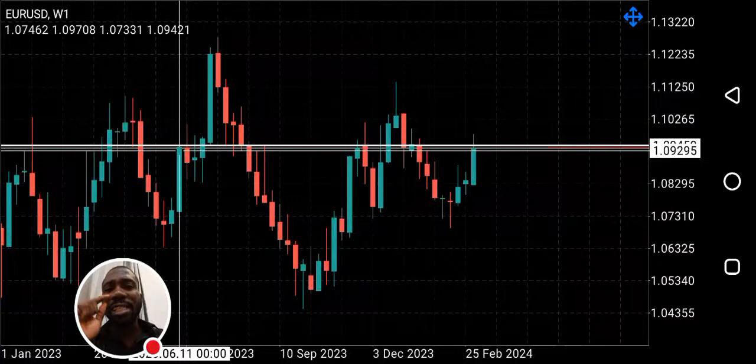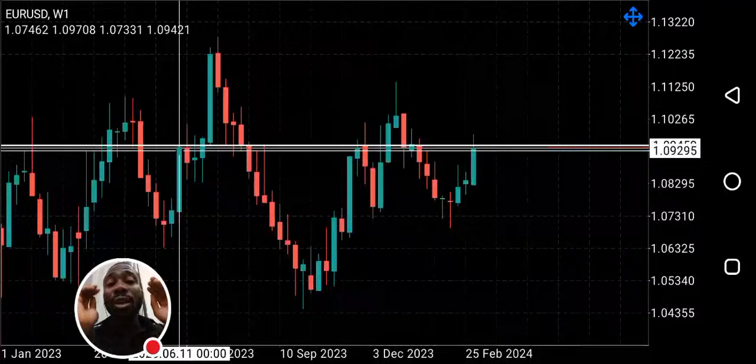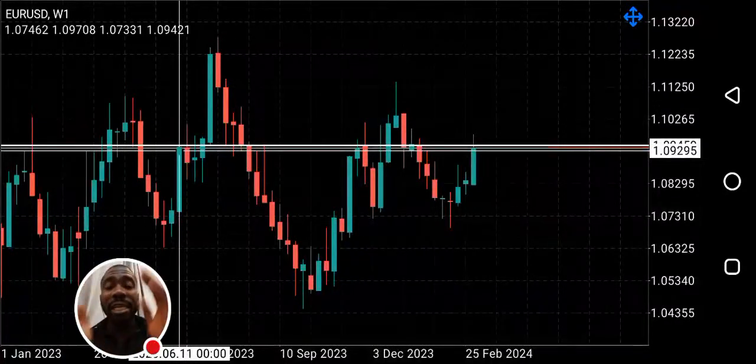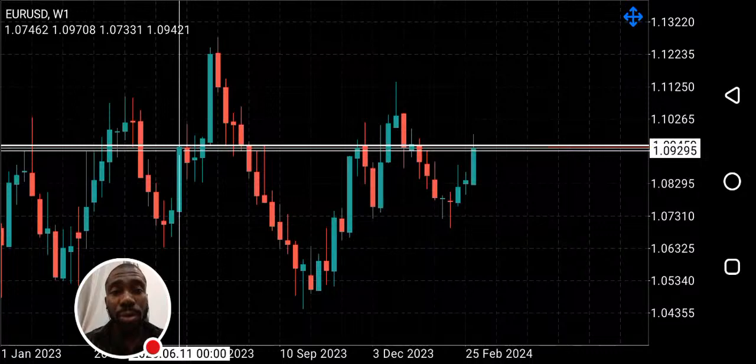At the resistance level, a lot of traders will be willing to sell. And when we have more traders who are willing to sell than traders who are willing to buy, there's a high probability that price will drop.